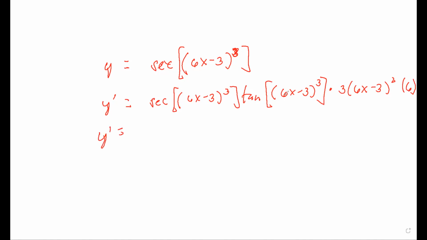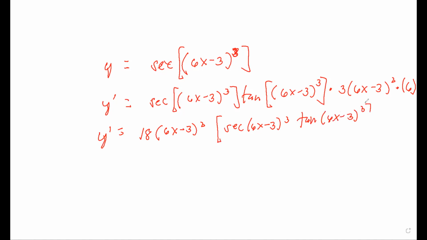Therefore, this is our final answer. Y prime will be, let me factor these: 3 times 6 will become 18. So I can put it first here. So 18 times the quantity 6x minus 3 squared multiplied to secant of 6x minus 3 cube, tangent of 6x minus 3 cube. Okay, so this is your derivative of your function.